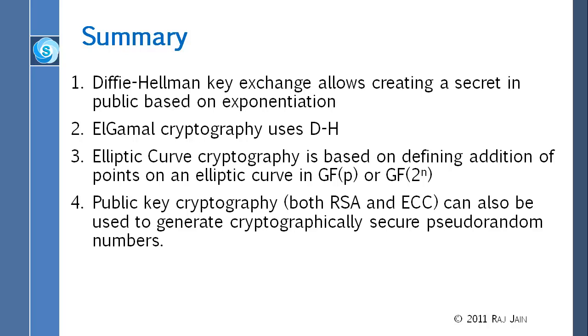Five key points. First point is the Diffie-Hellman key exchange allows creating a secret in public based upon exponentiation. And so actually now we can generalize it. It is not just based upon exponentiation. You can use it by any other method, but the original one was based upon exponentiation. In 1976, when we did Diffie-Hellman, this was based upon exponentiation. ElGamal uses that for cryptography, and then elliptic curve is based upon defining addition of points on the elliptic curve.